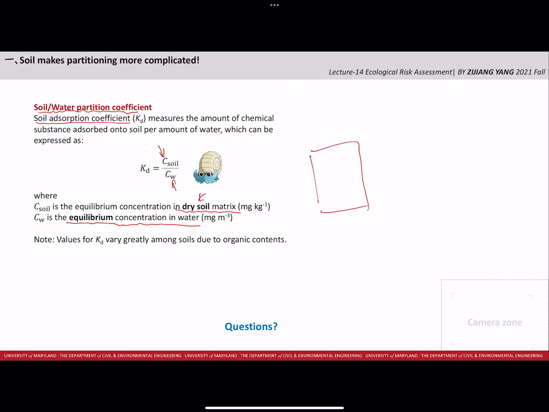So we have a container, we have the water, and we have the soil. Then we measure the concentration of the pollutant in the water and in the soil at equilibrium. So again, we need to be at equilibrium. We can also see that based on the amount of soil organic matter, this ability will vary a lot. So the value of KD varies greatly among soils due to organic contents. Basically, KD will change place by place, or time by time, because in different seasons, the contents of soil organic matter may be different.